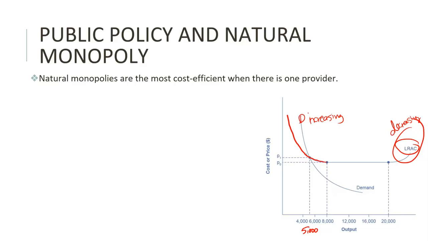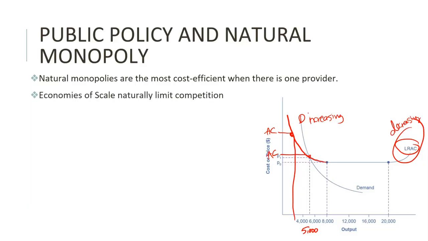Okay, so if we have two companies, let's say they're half, 2,500 each, they're going to have these much higher costs of production, right? Average cost is going to be a lot higher. And so another new company can't join the market. They're not going to be competitive because they're going to charge more than the current monopoly, right? And so economies of scale just naturally limit competition. No one's going to want to join this market unless they find a way to get people to want to pay more.